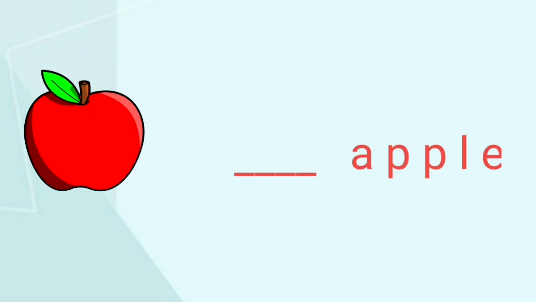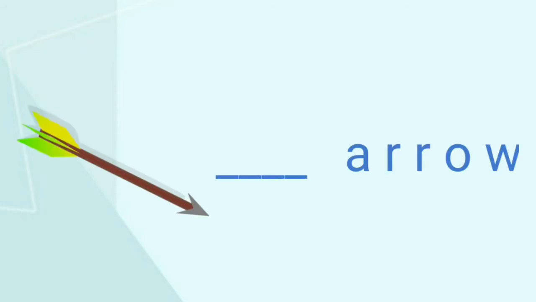For example, apple. Tell me children, what is the first letter in apple? A is the first letter and A is a vowel sound. So, an will come before the word apple. An apple. Repeat again. An apple. Next, arrow. What is the first letter in arrow? A. A is the first letter and A is a vowel sound. So we can say an arrow.